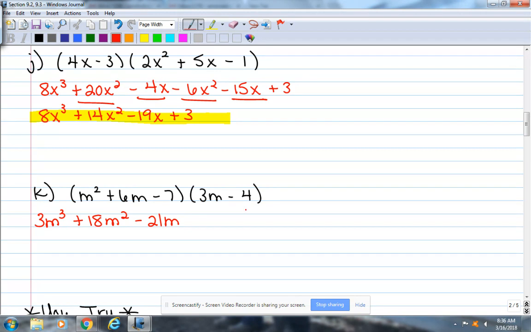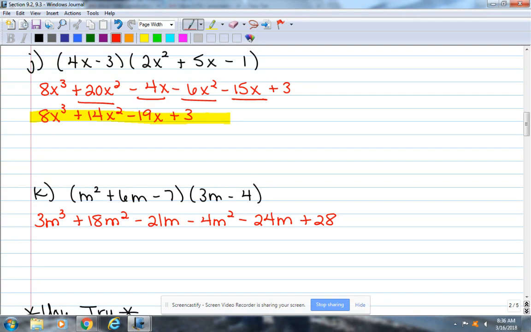And then I do the same thing with my negative 4. What is negative 4 times m squared? There goes the heat. Negative 4m squared. What's negative 4 times 6m? Negative 24m. And what's negative 4 times negative 7? Positive 28. So any question about my multiplying? All right, well, now what do we do?